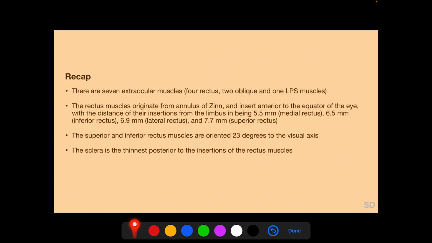restriction of eye movements. To summarize, there are 7 extraocular muscles: 4 rectus muscles, 2 oblique muscles and 1 levator palpebrae superioris muscle for each eye. The rectus muscles originate from the annulus of Zinn and insert anterior to the equator of the eye, with the distance of their insertions from the limbus being 5.5 mm for the medial rectus, 6.5 mm for the inferior rectus, 6.9 mm for the lateral rectus and 7.7 mm for the superior rectus. The superior and inferior rectus muscles are oriented 23 degrees to the visual axis in the primary position of the eye. The sclera is the thinnest posterior to the insertions of the rectus muscles.